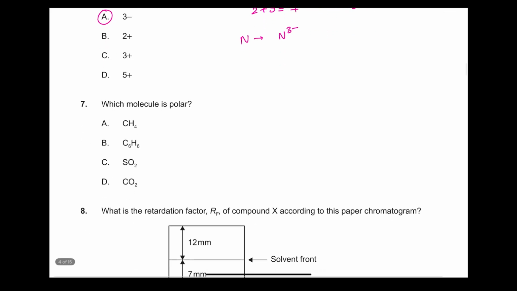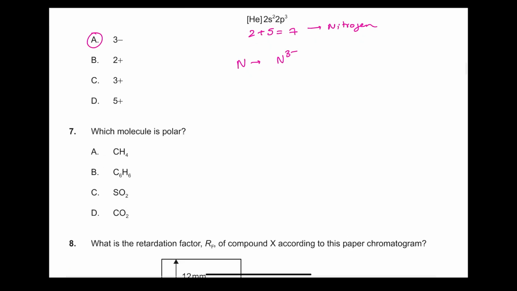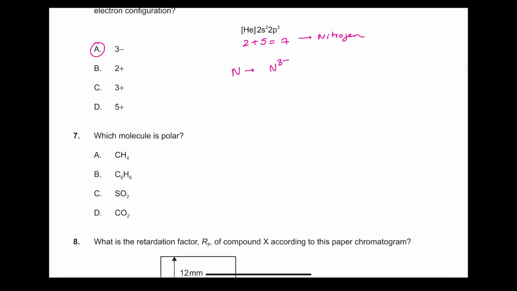Next, which molecule is polar? You have to find a molecule which is unsymmetric or which has lone pairs on the central atom. CH4 is completely symmetric. There are no lone pairs on carbon. It's symmetric about the carbon atom, has a tetrahedral shape, and no lone pair on the central atom. So this is definitely not polar.